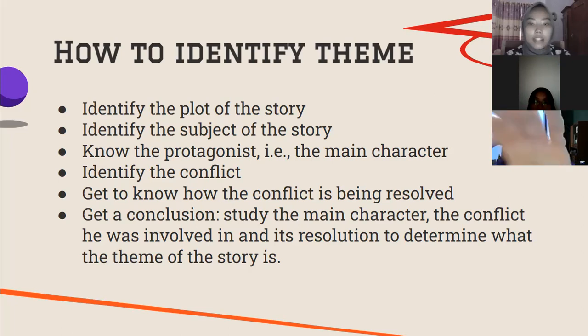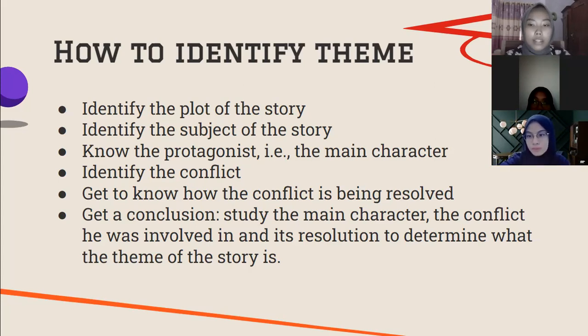And number four, identify the conflict. The main character is always involved in conflict. As a reader, try to figure out what exactly the main character is in conflict with or what specifically they are struggling with. The main character can be in conflict with several things. They include conflict between the main character and another character, with the society, and maybe a conflict within himself or with the force of nature.